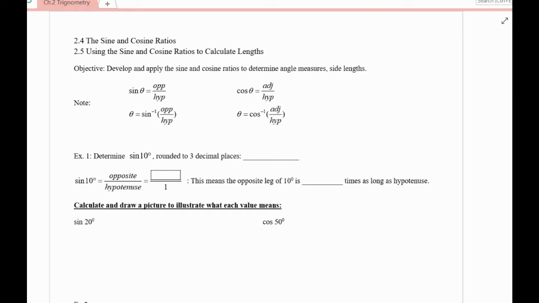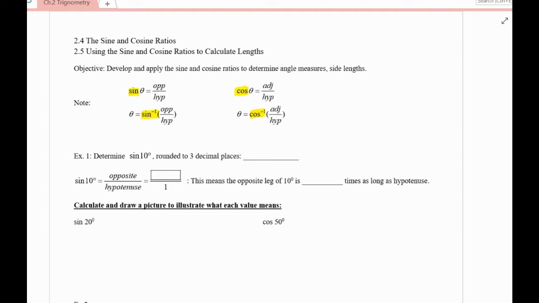In this section, we're going to learn how to use sine and cosine ratio to find side lengths. So in the last section, we learned how to use tangent ratio. And in this section, we're going to learn how to use sine and cosine ratio. Before we start, we learned regular sine and inverse sine, regular tangent and inverse tangent last class. So we're going to continue using both regular sine and cosine and inverse sine and cosine.